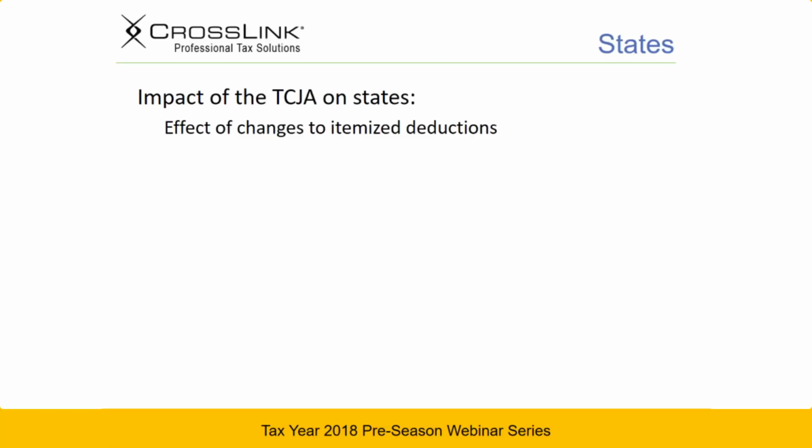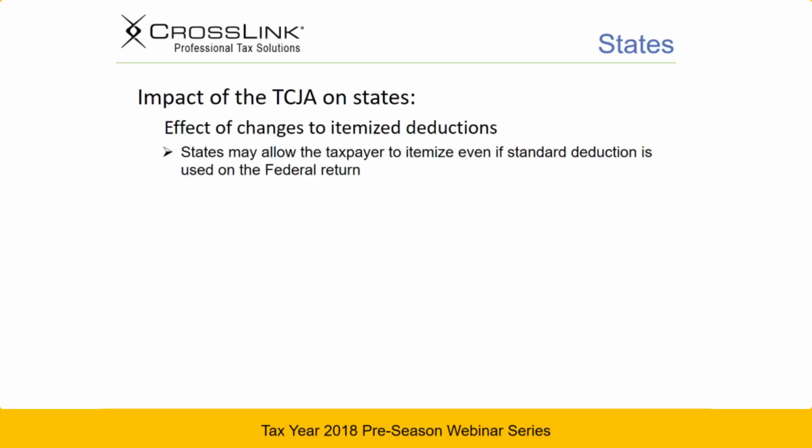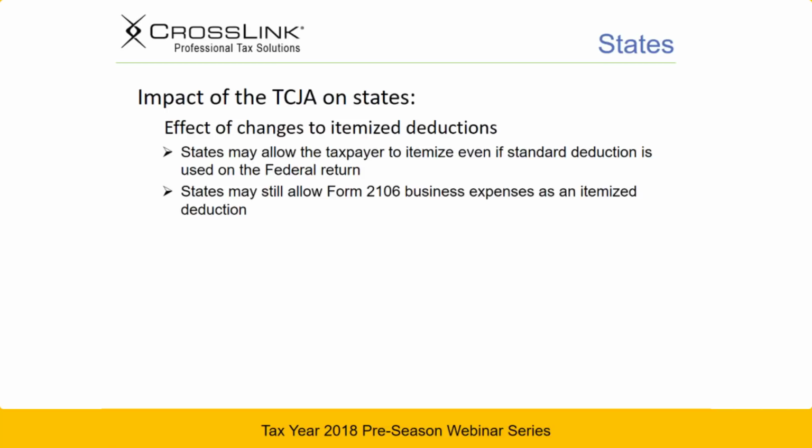Effective some of the changes to itemized deductions. First of all, states may allow taxpayers to itemize even if the standard deduction is used on the federal form. So if everyone's going to standard deductions, that doesn't mean the state level may not allow itemization to take place. States may still allow Form 2106 for business expenses. A couple of slides back, we said that that's not going to be available at the federal level, but that could very well be available at the state level. And it's important that as a tax professional, you're staying up with what the laws are for the particular states. Therefore, they may have to create a state version of the Form 2106 if the state that you're working in wants to allow that.